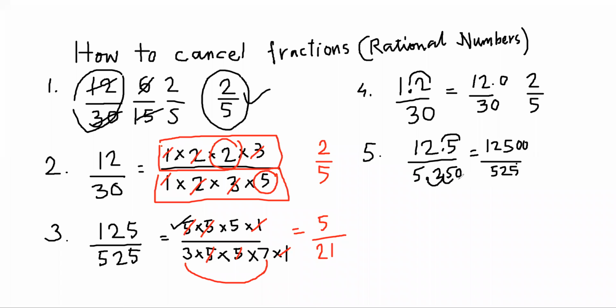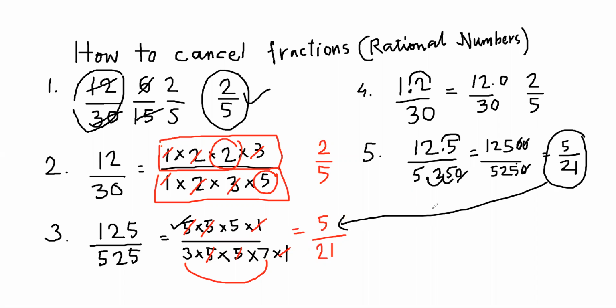And of course you have a 0 here, so you put 0 here. So this will become, cancel 0 here, 0 here, 0 here. So 125 upon 525. So this should become 5 upon 21. How do we know this? Well, we already did it here.